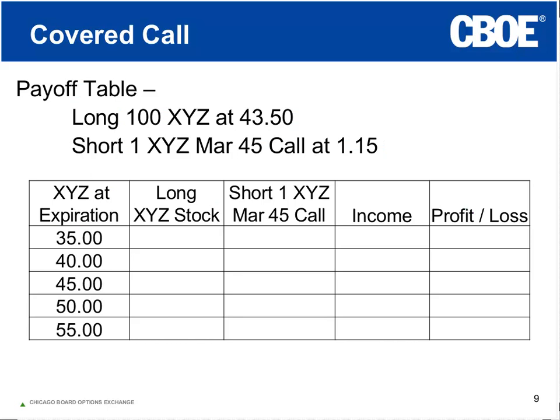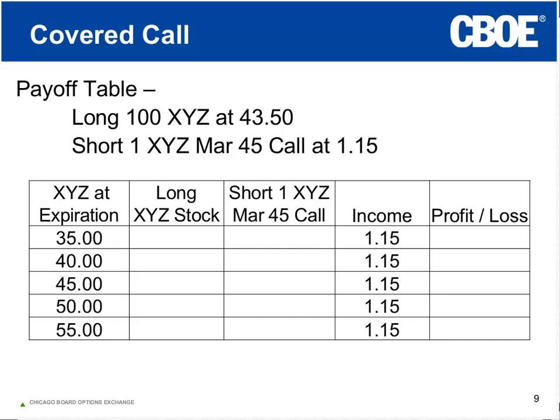So starting out, when I put these tables together, the first piece that I actually like to put in is what was the result of the trading action? Well, we sold a call option and we took in $1.15. So at every box here in the column under income, I like to put in $1.15. Now we're going to take a look at this first column that already had numbers filled in, $35 through $55 in $5 increments. These are just a variety of prices that XYZ could be at expiration.